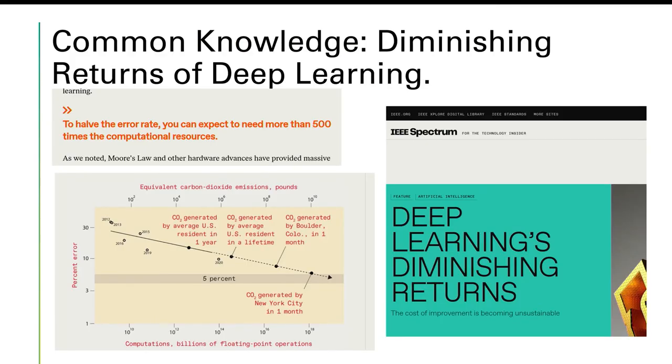So I'll start with this. There was this article which came out recently in IEEE Spectrum, and the title of the article was Deep Learning's Diminishing Returns. And what that article was talking about was the current trend in deep learning, which is about increasing the model size and data, and what are the consequences in terms of energy and infrastructure.